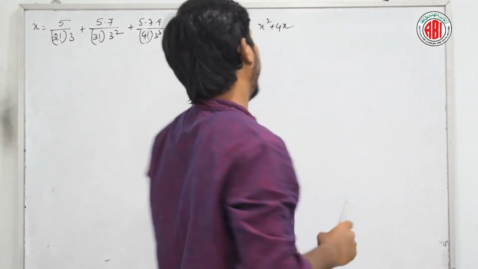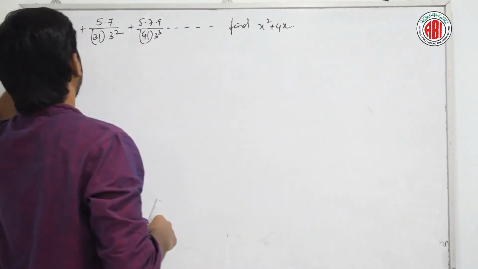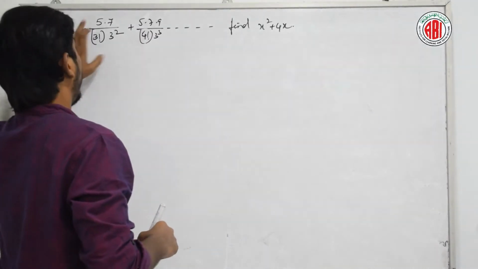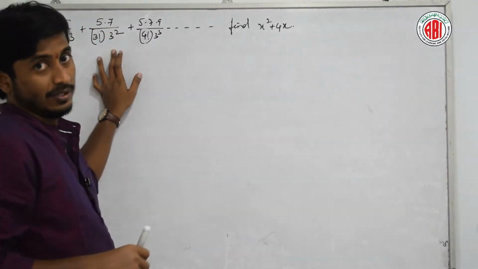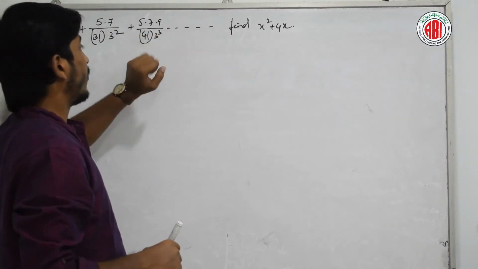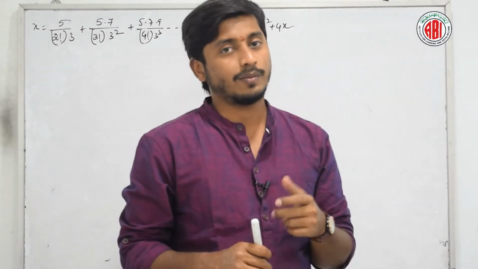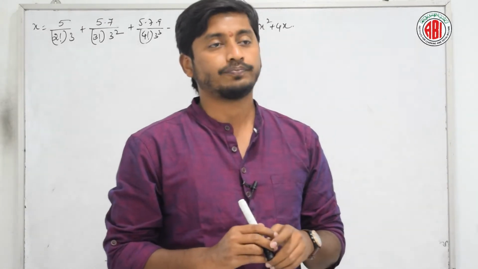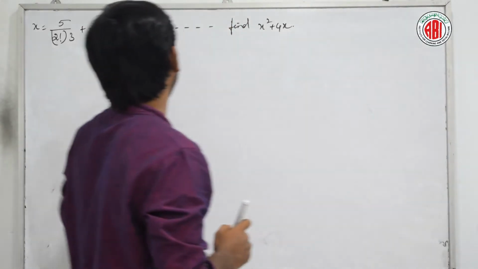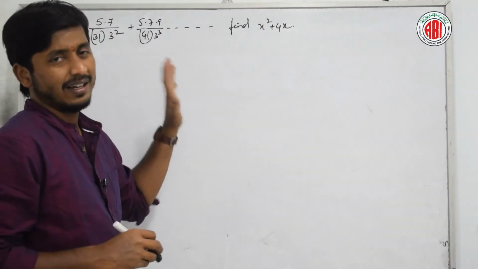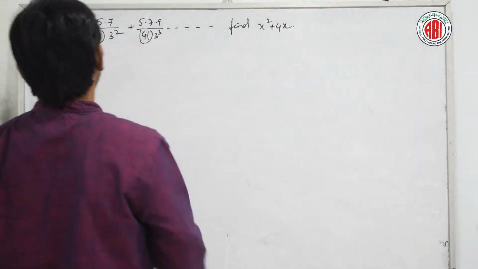He gave: if x is equal to 5 by 2 factorial into 3, plus 5 into 7 by 3 factorial into 3 square, plus 5, 7, 9 by 4 factorial into 3 cube and so on. Then he is asking us to find the value of x square plus 4x. Okay, fine. So first let us elaborate and write what it is.